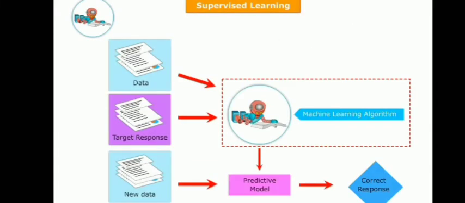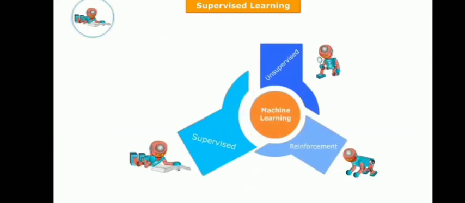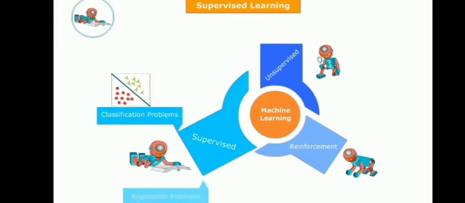Therefore, supervised learning algorithms try to model relationships and dependencies between the target prediction output and the input features so that the machine can predict the output values for new data. Supervised learning is further divided into two broad categories based on the type of response required. These are classification problems and regression problems.